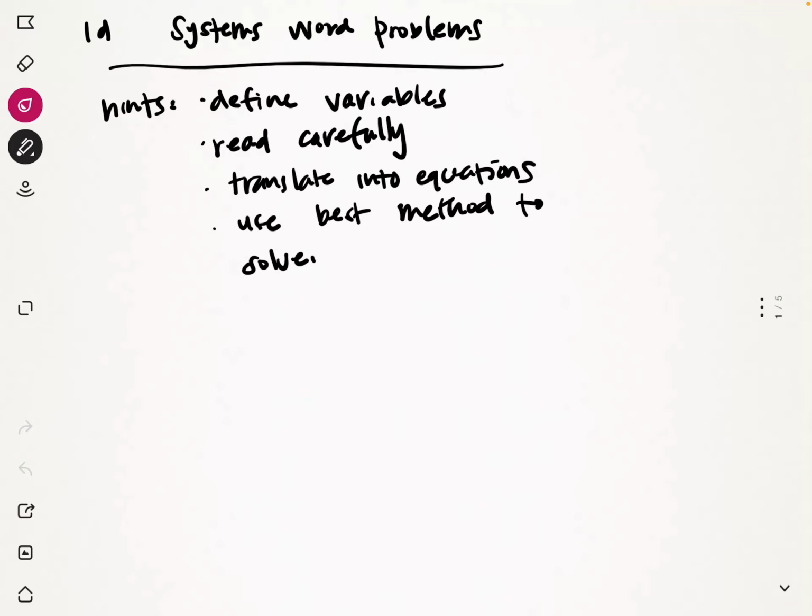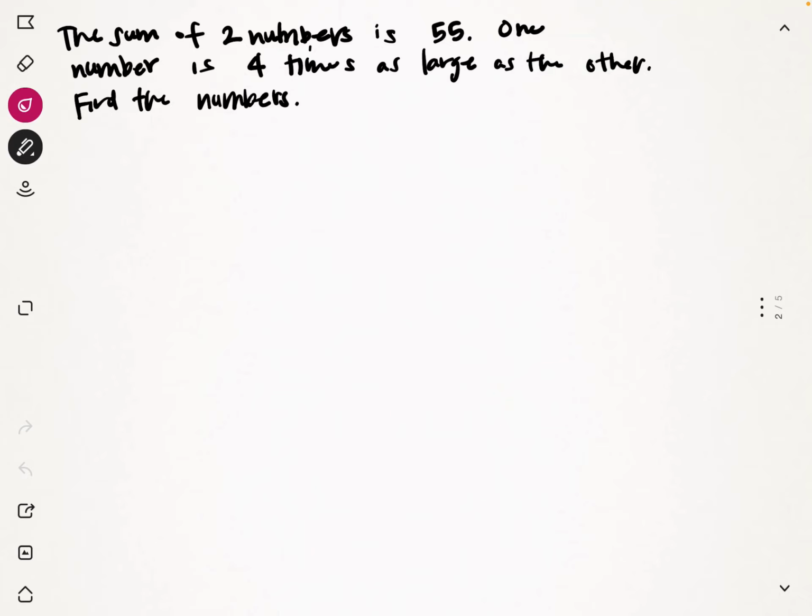All right, so let's go ahead. The first problem says the sum of two numbers is 55. One number is 4 times as large as the other. Find the numbers. Okay, so here we go.